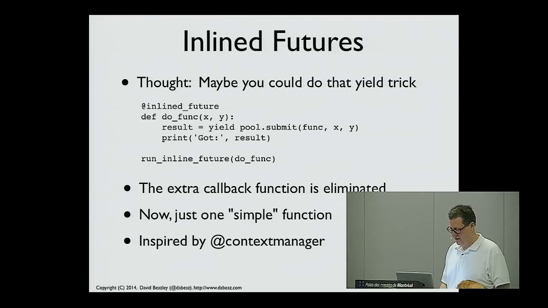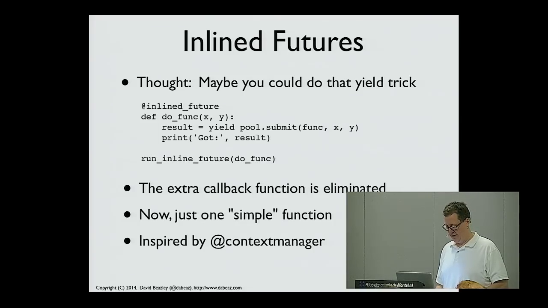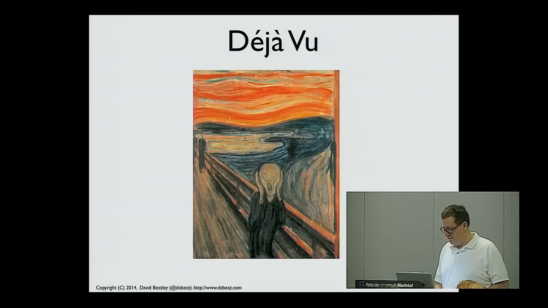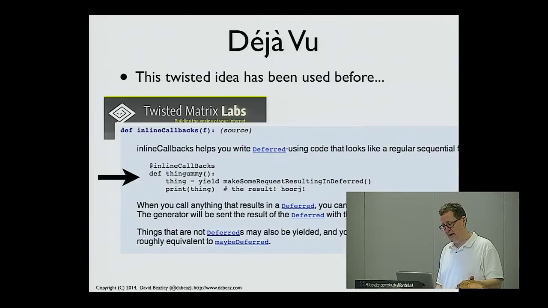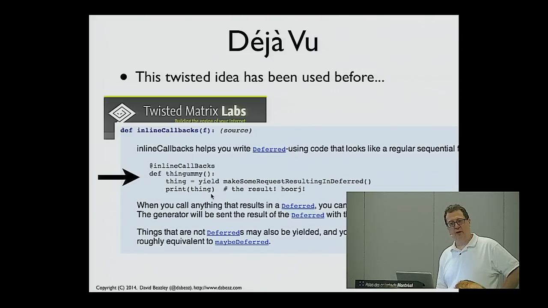Instead of having two functions, could I have one function and then use the yield, again, to chop the thing in half in some way? The idea here is that I'm going to submit something to a pool, and then when it's done, it will come back to me with the result. So instead of two functions, you have one function glued together. If you look at that and say, well, that seems familiar, it's not a new idea. Twisted has done this for a while. If you know about the Twisted package, they have something known as an inline callback. If you look at the example of that, there's a yield statement right in the middle there, and then they get the result back. So people have been messing around with that for a while.